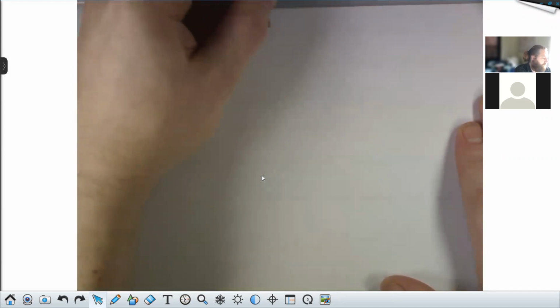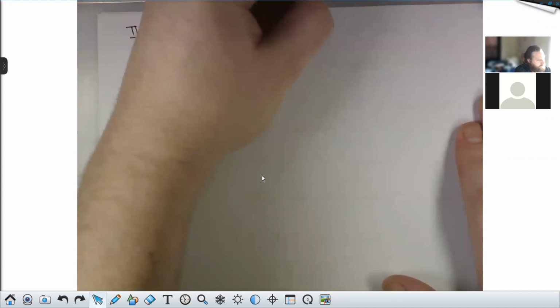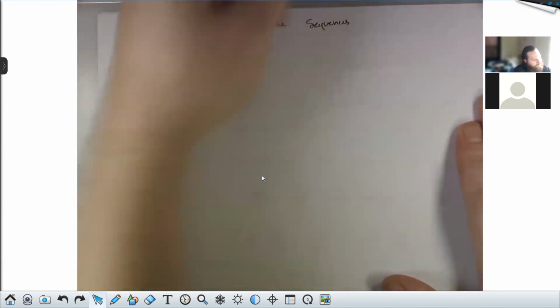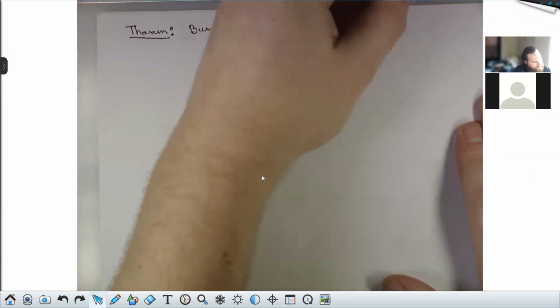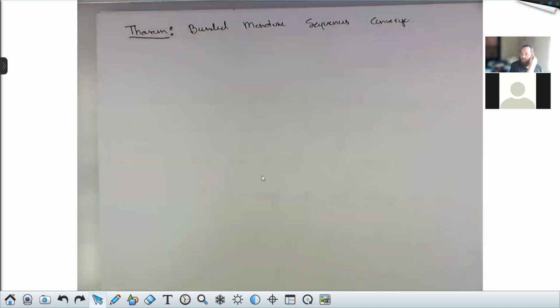I'd be a bad calc teacher if I didn't show you this. Do bounded monotone sequences converge? I think it's a fun theorem because there's no math symbols in it anywhere. It's just a few words. But of course, there are math symbols buried in the words. So what does bounded mean? What does monotone mean?